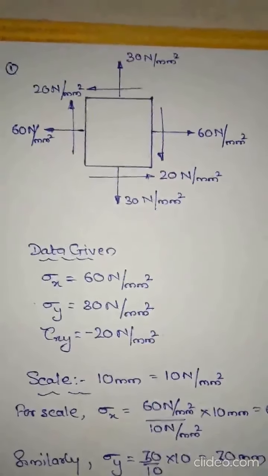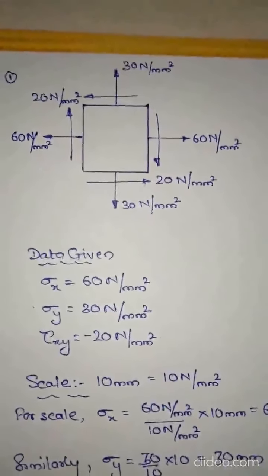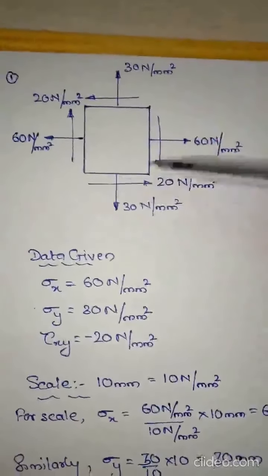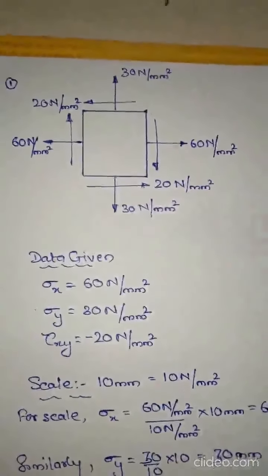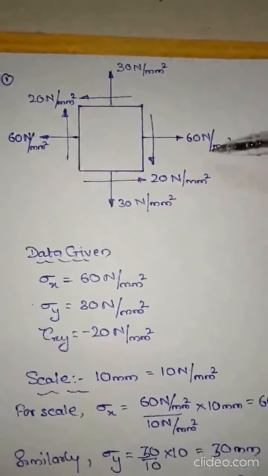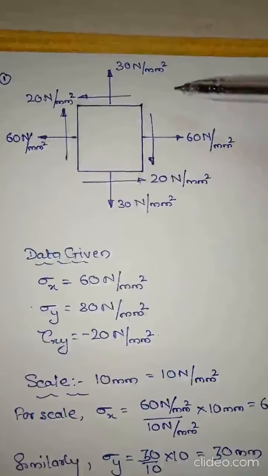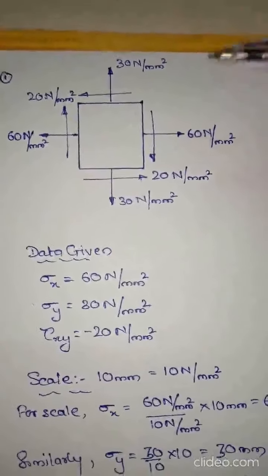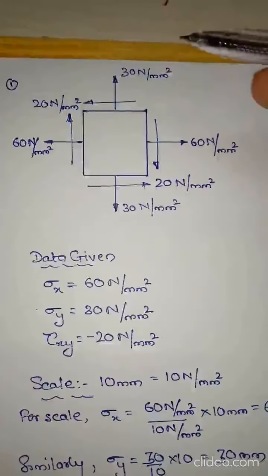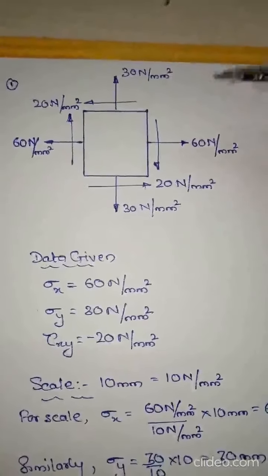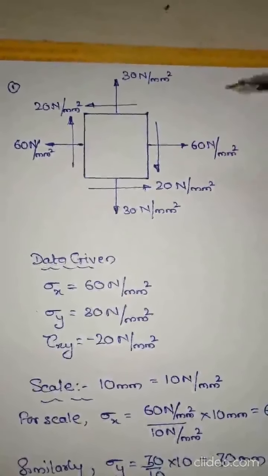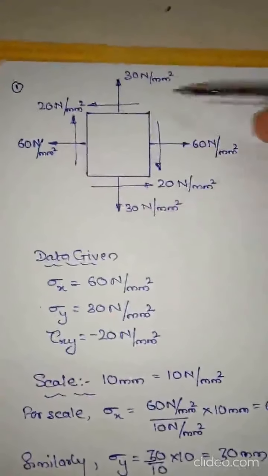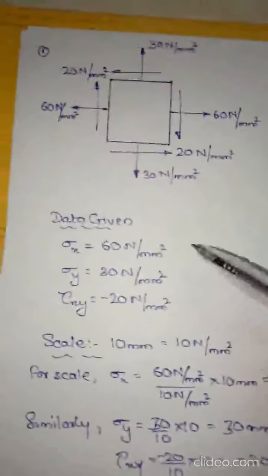Hello students, in this lecture we are going to solve a problem on Mohr circle. This is a two-dimensional general stress system given, okay? And for this stress system we are going to find the principal stresses and their location, the maximum shear stress, and the location of the plane of maximum shear stress using Mohr circle. So from this question, let us see what the data is.